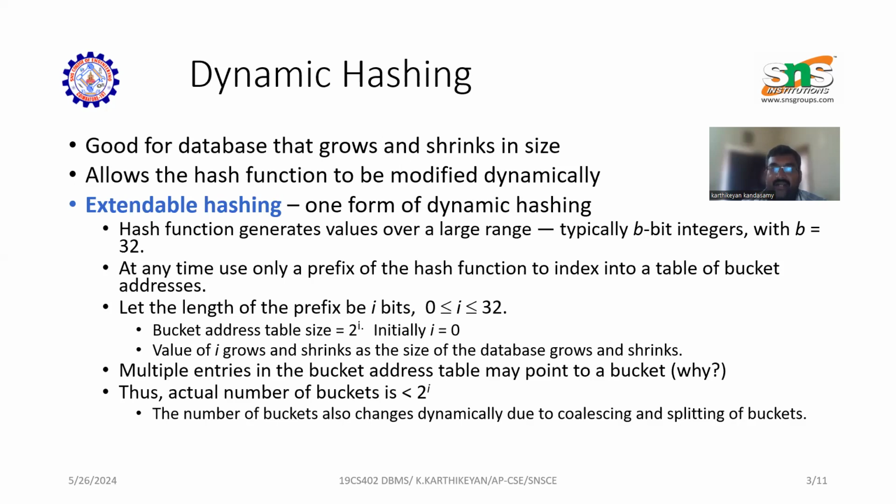The bucket address table has size 2 power i, initially i equal to 0. The value of i grows and shrinks as the size of the database grows and shrinks. Multiple entries in the bucket address table may point to the same bucket. So the actual number of buckets is less than or equal to 2 power i. The number of buckets also changes dynamically due to coalescing and splitting of buckets in the database server.